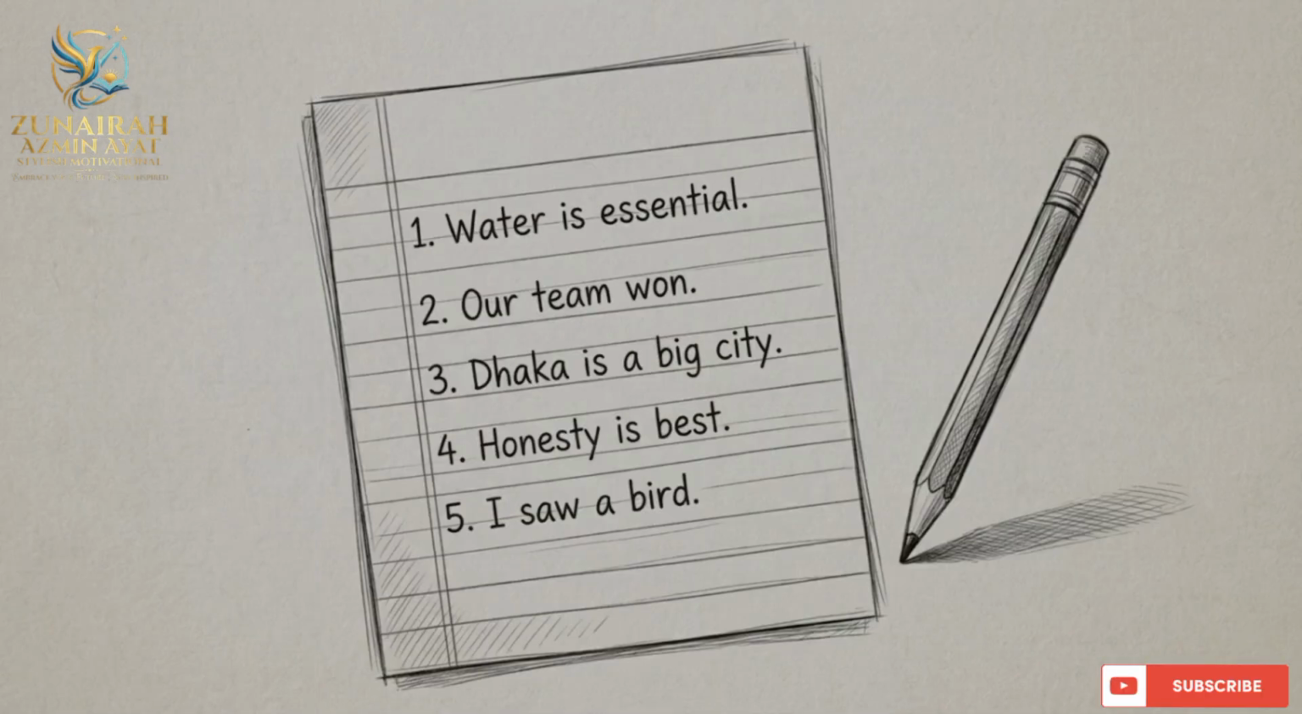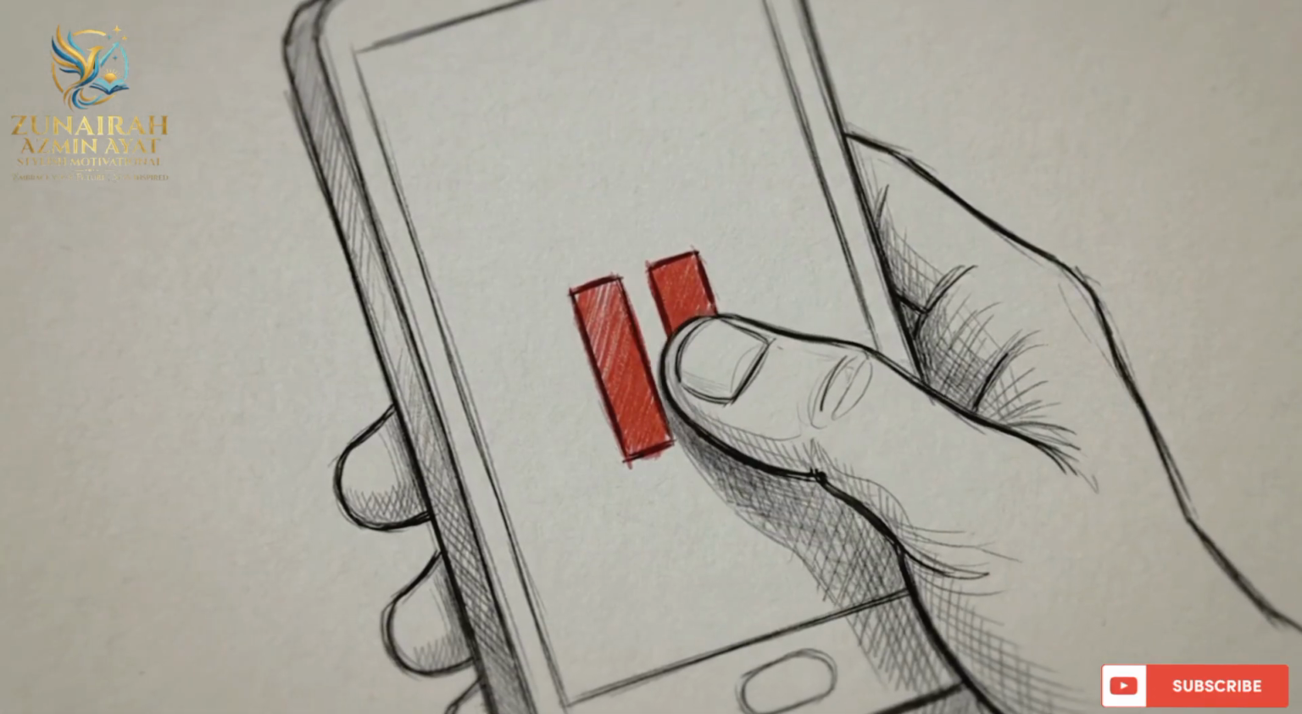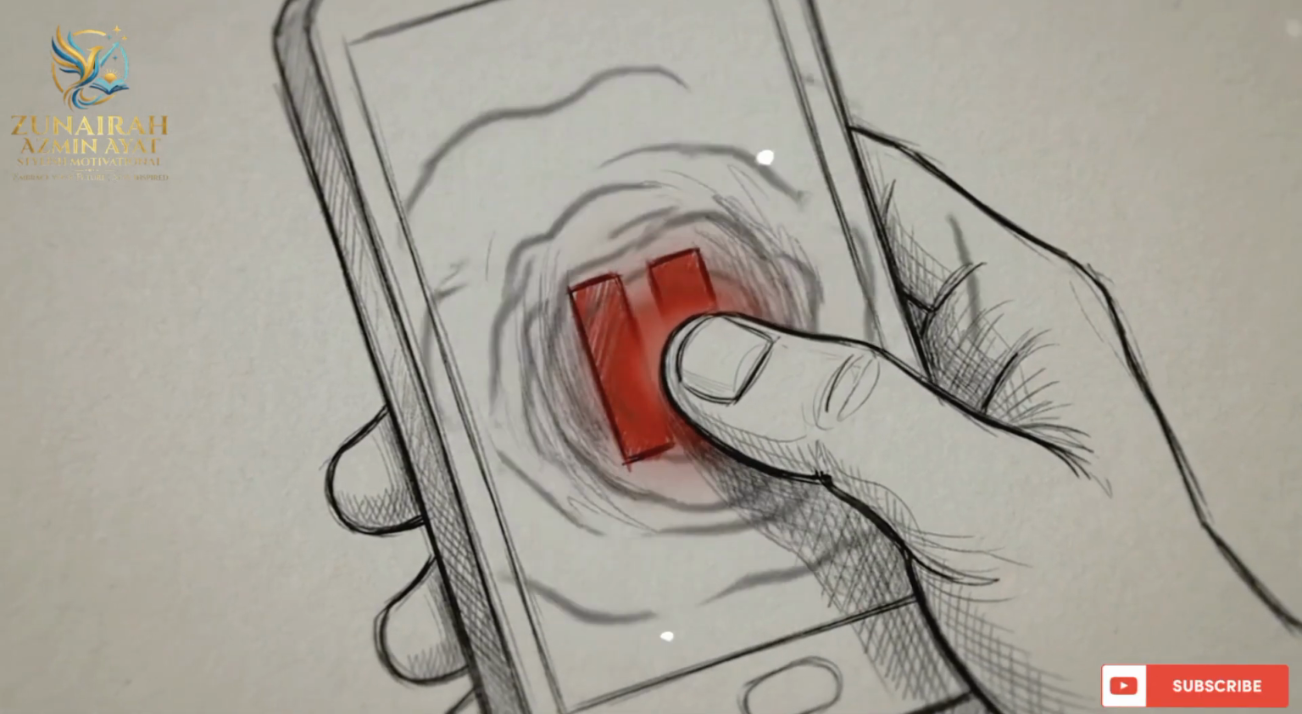It's time for your final exam. Look at these 5 sentences. Use your pen and paper to list the nouns and their baskets. Pause the video right now to finish the test. We will go over the answers together when you press play.